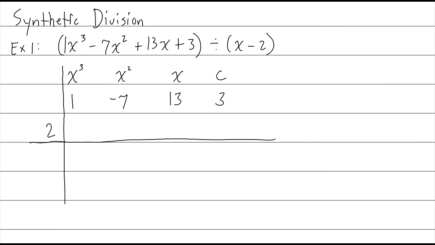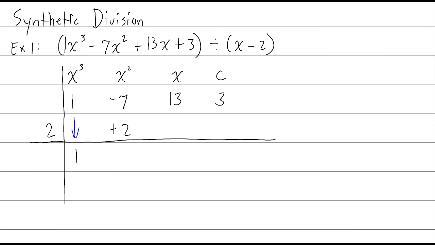Okay, some things to keep in mind. This number on the outside here is what I'm going to multiply all of my numbers down here with. They're going to multiply together. I am going to start off by dropping down the first number. In this case, it's a 1. And like I said, I'm multiplying that 1 times 2. 2 times 1 is 2. That answer bounces up and to the right here. A positive 2.